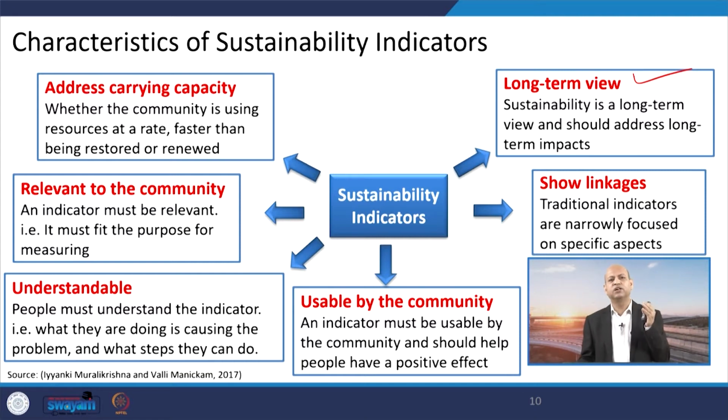Then it also should have linkages. Traditional indicators are narrowly focused on specific aspects, but the linkages can be on general aspects also. It should be usable by the community, it should not be very complex, it should be simple, so that a layman can also understand and see whether something is sustainable or not. For example, nowadays ACs, fridges and many gadgets are coming with stars or energy usage ratings. Very simple things. Even air quality indicators are there in colors, red, yellow, green, so that everyone can appreciate whether the air quality is good or bad.